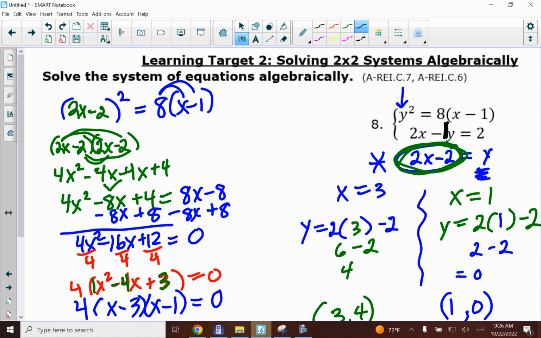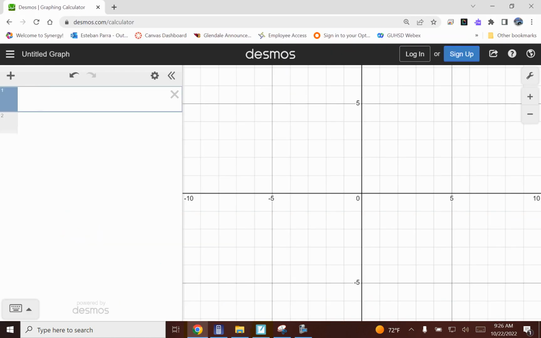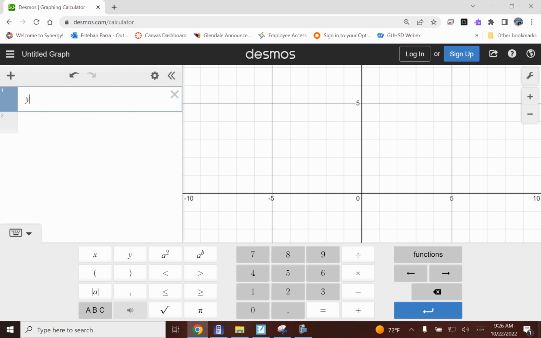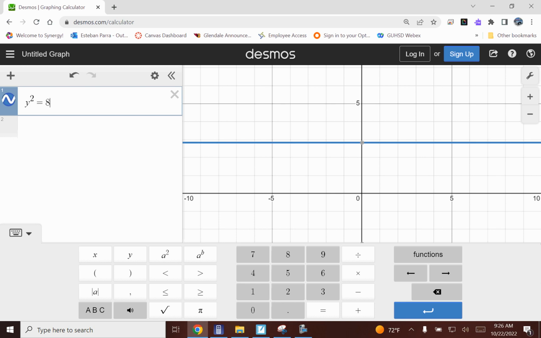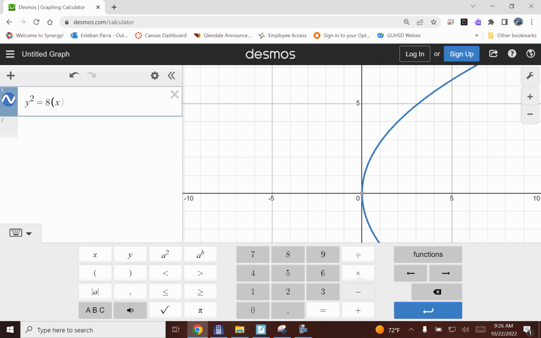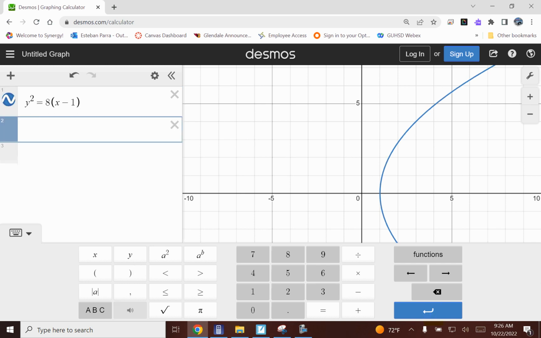This is problem 8. So we're going to stick in y squared equals, I forgot what the problem was. I think it was 8(x - 1). So we get this parabola that's pointing to the right for the first equation. And then the second one, what was the second one?